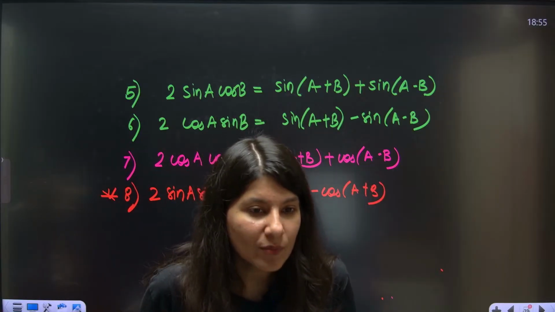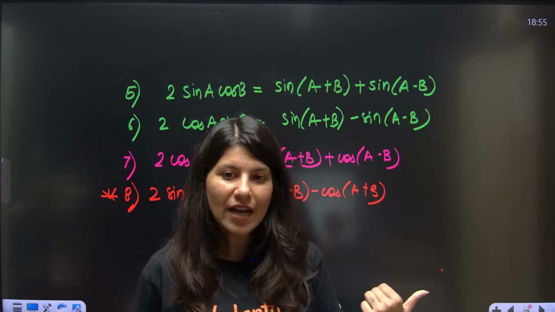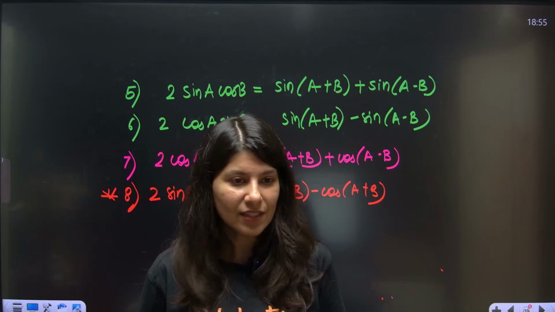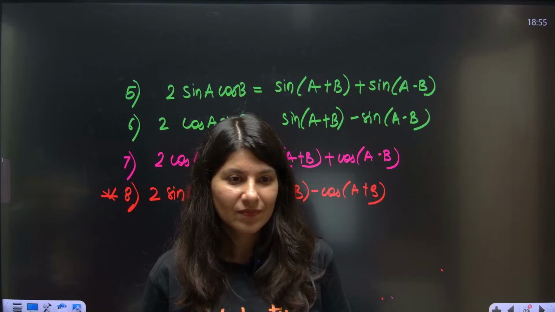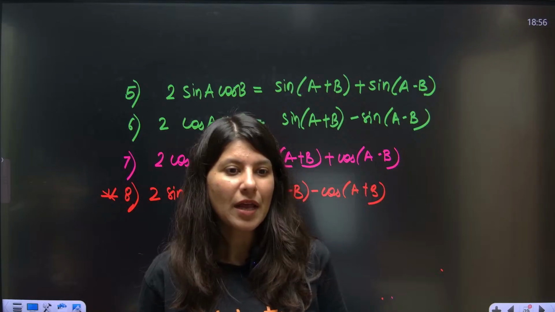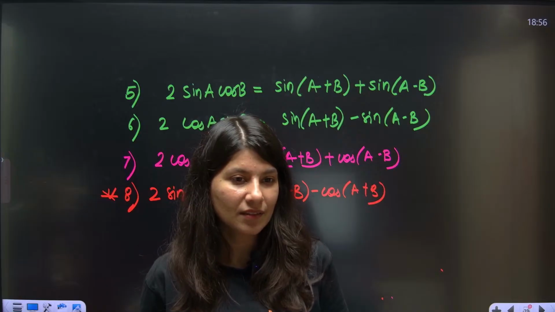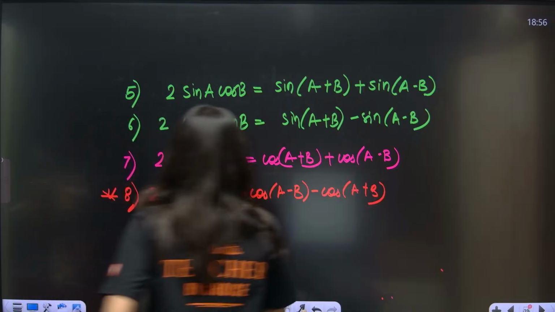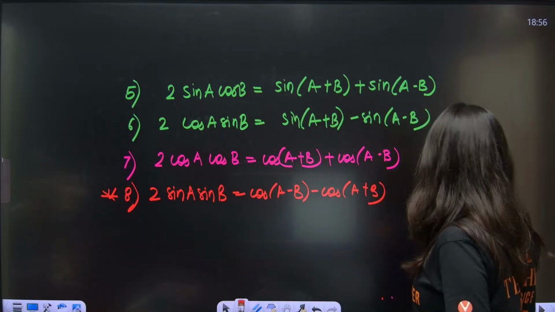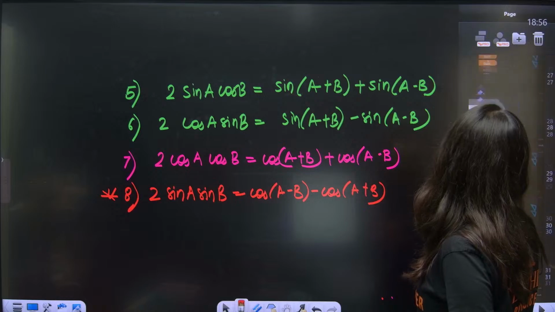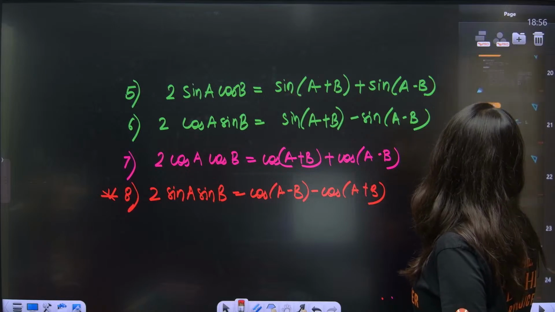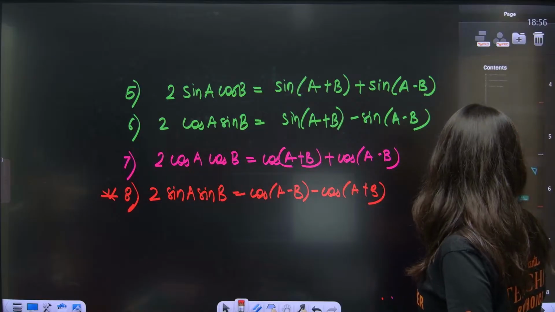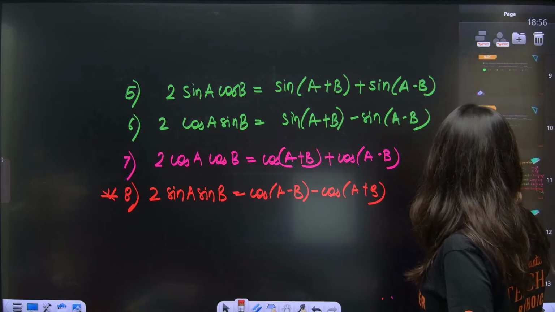Ma'am, I was there from the beginning. Girish, then you didn't watch that. How did I write these formulas? I didn't teach. What is your doubt then? 2 sin A sin B is cos(A-B) minus cos(A+B). If you are confused about what these formulas are, these are nothing but the formulas which I have already written in the beginning.